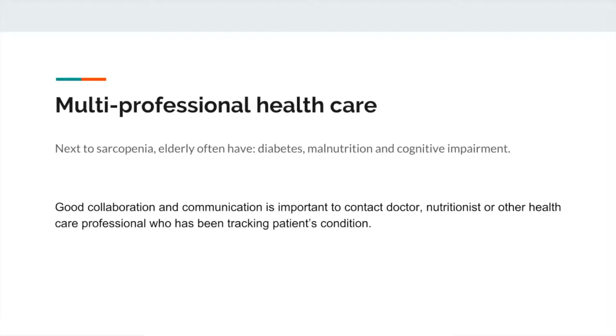Sarcopenia is most common in elderly, therefore we can expect some other health issues as well. Patients are often diabetic, malnourished, or have cognitive impairments. When advising and treating sarcopenic patients, it is necessary to look at the whole individual person with all health problems, both physical and mental. Multi-professional care is crucial in this case. It is important to contact doctor, nutritionist, or other healthcare professional who has been tracking patient's condition and progression of the additional health issue. Good collaboration and communication has good results and is beneficial for the patient.